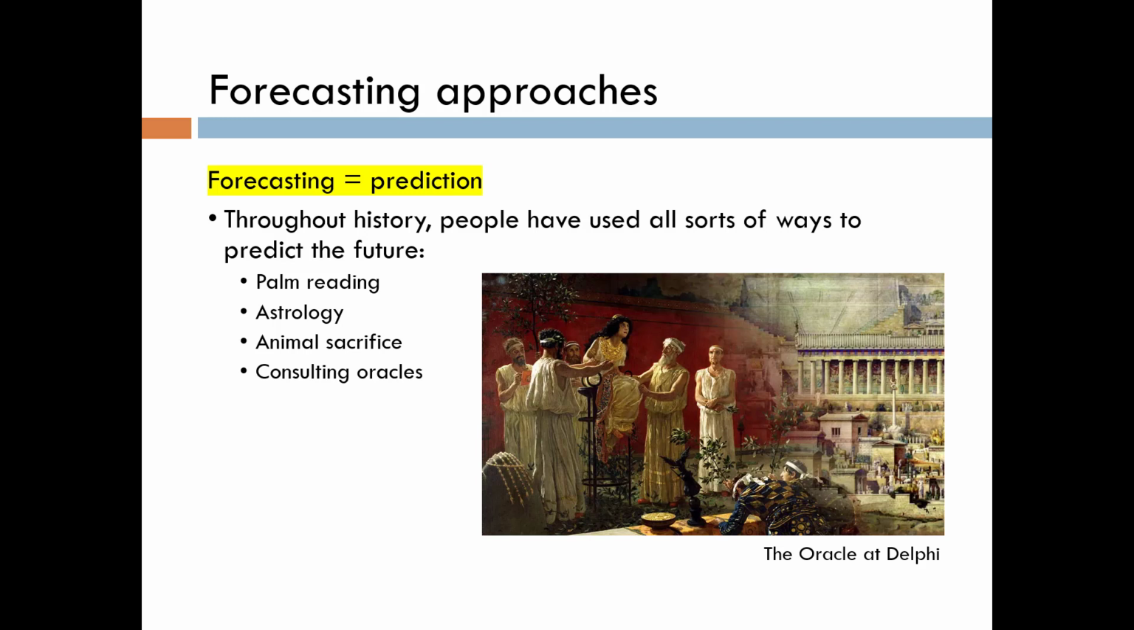For example, the Greeks would consult the oracle at Delphi, as you can see in this painting, to hear her prophecies about the forthcoming famines, plagues, wars, or other major events. The oracle was supposedly the voice of the god Apollo. Today, fortunately, we don't have to depend on gods, oracles, or animals to predict the future. Instead, we have data and statistics.